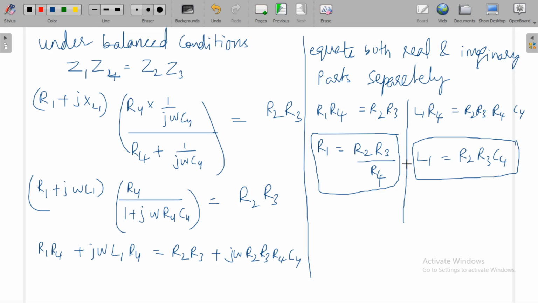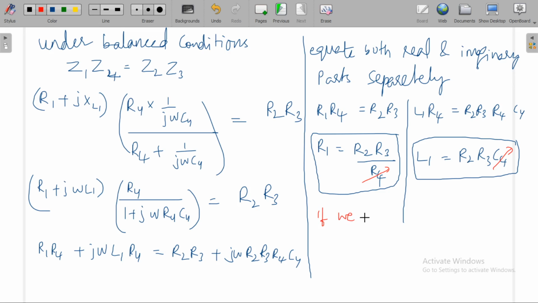Now in both balance equations, R2 R3 are common. If you vary R2, this shows effect on R1 because R1 is in terms of R2. So we should not vary R2 R3. If I vary R3 or R2 in this equation, then this shows effect on R1. So you vary R4 and C4.